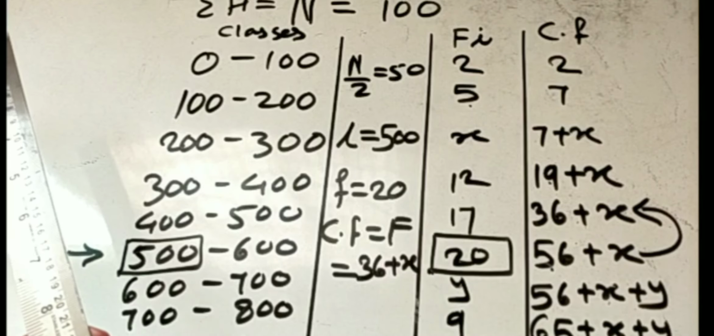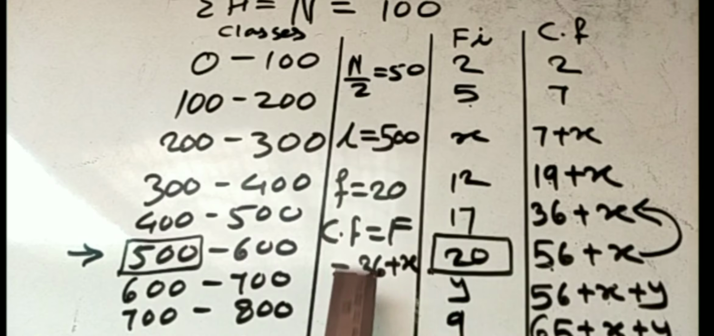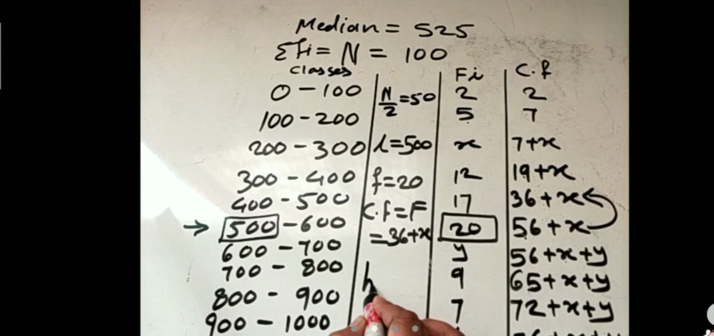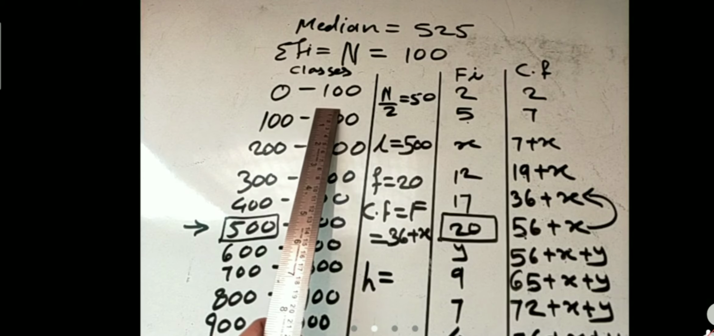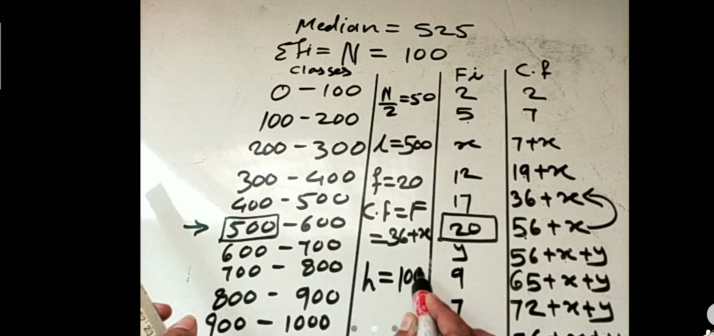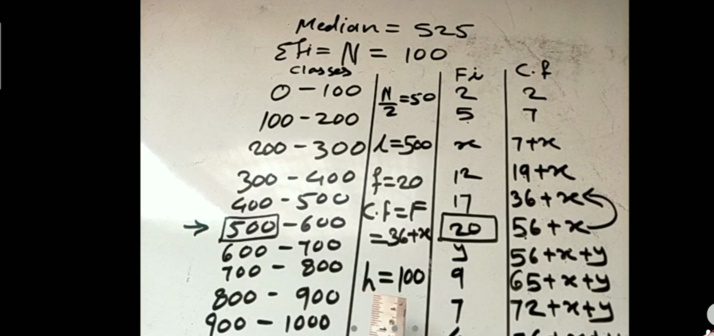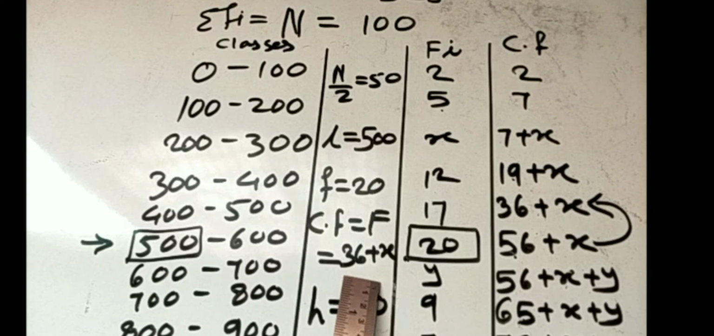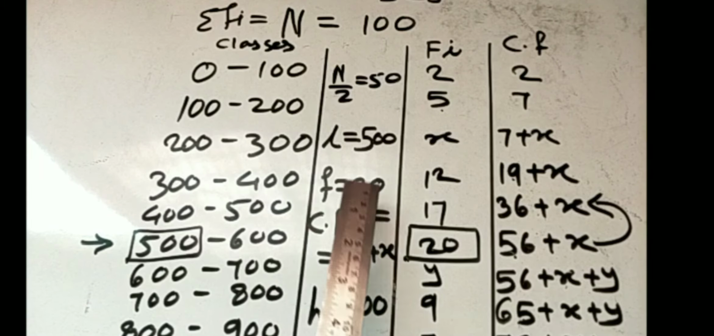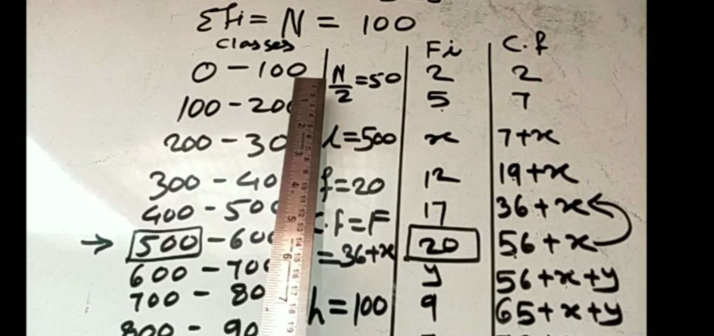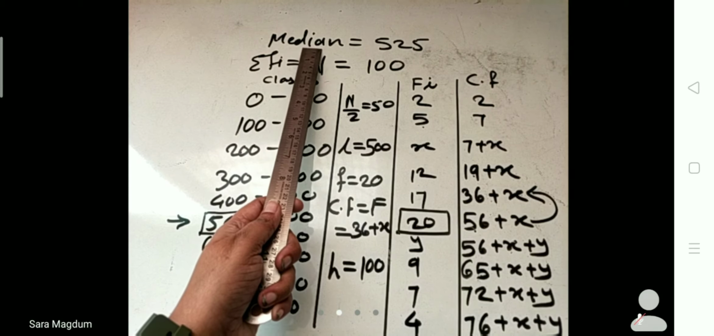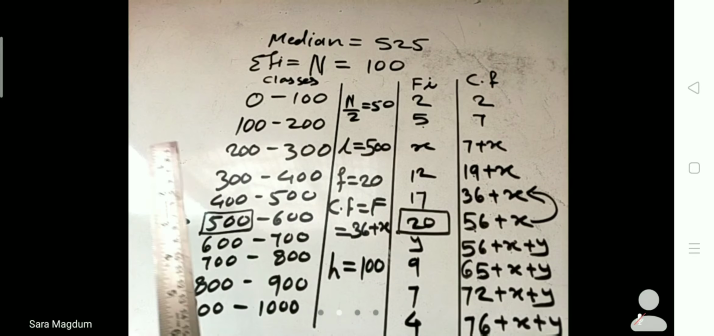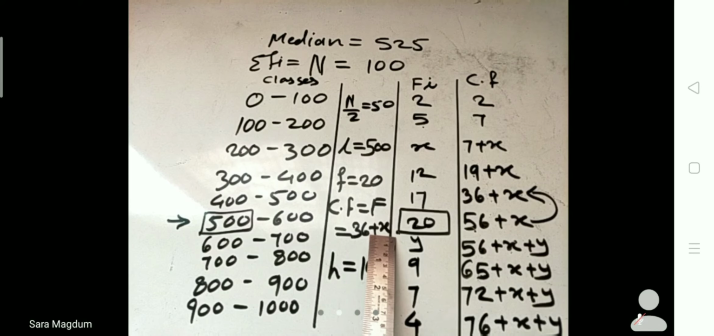36 plus x. All the values right now we have. h means class width. How much is class width? 0 to 100 means 100. Class width is 100. CF we have 36 plus x. f we have 20. Lower limit 500. n by 2 is 50. Now we will just compare the median formula with the given median. Then you will get the value of x.